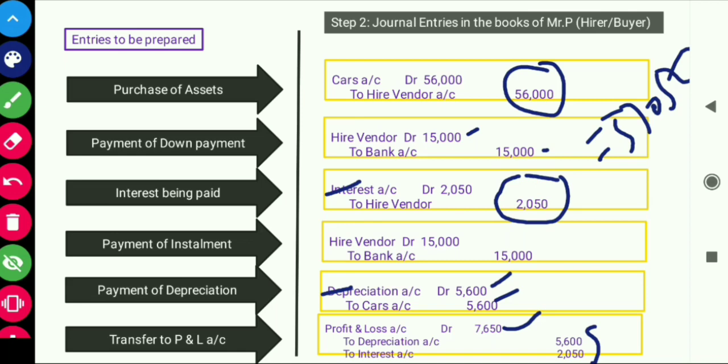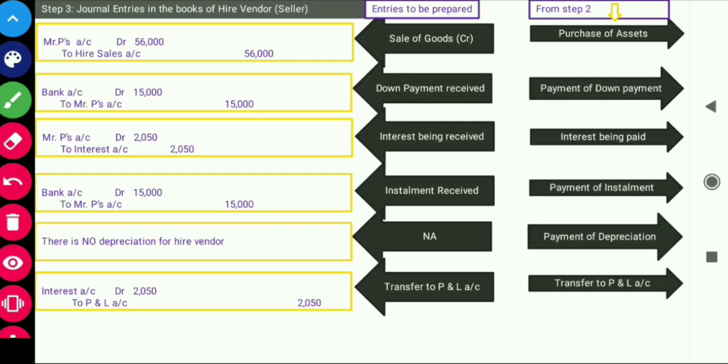Okay, then move to step 3, journal entries in the books of. So guys, in step 3, on your right side I have mentioned the transactions from step 2. That's the view of the buyer. In the middle I have mentioned the transactions from the view of the seller.